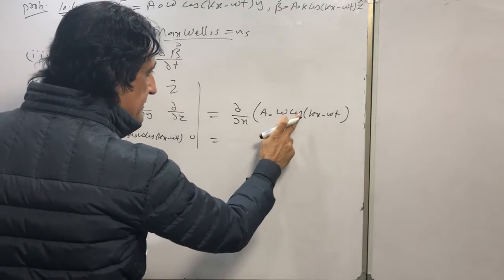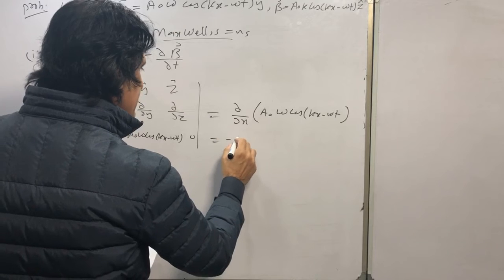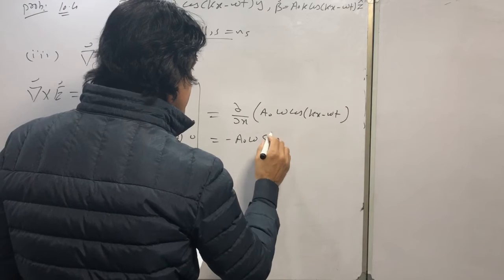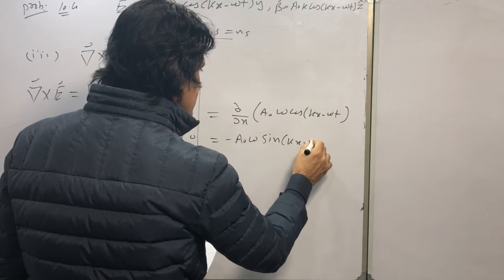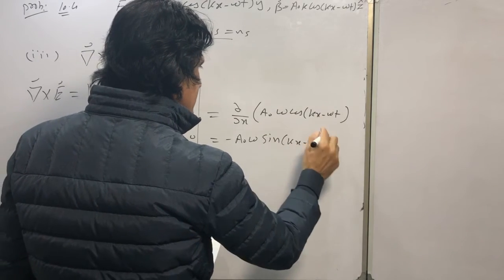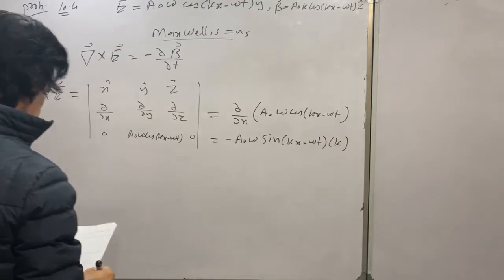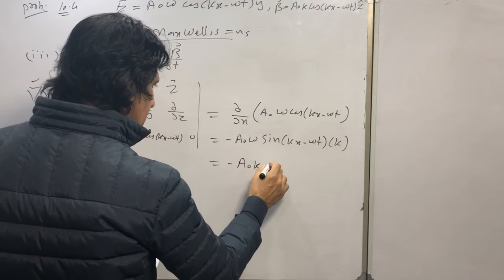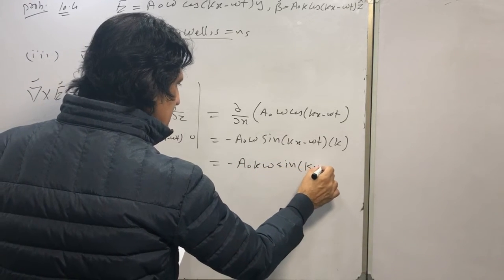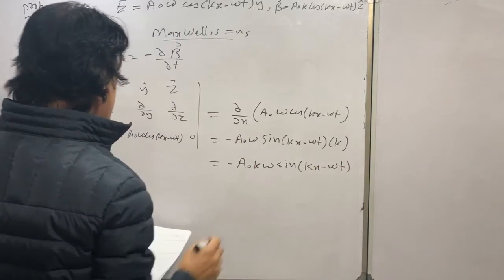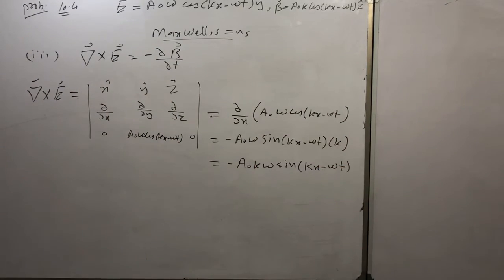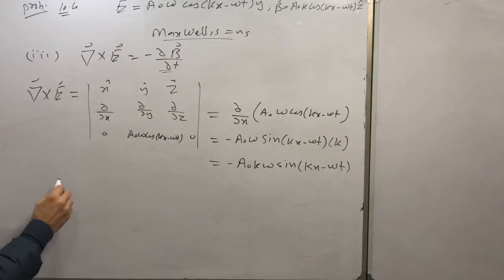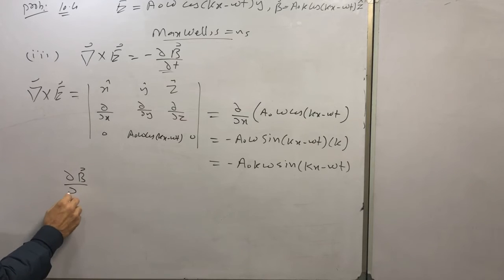And here this becomes minus a naught omega, and this sine kx minus omega t, and with respect to x we have k. So it means that this is minus a naught k omega sine of kx minus omega t. So this is the left hand side, and now the right hand side is this partial B divided by partial t.